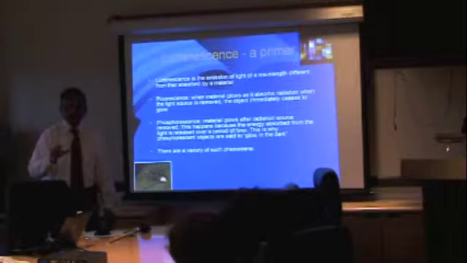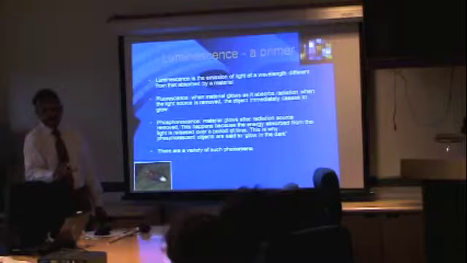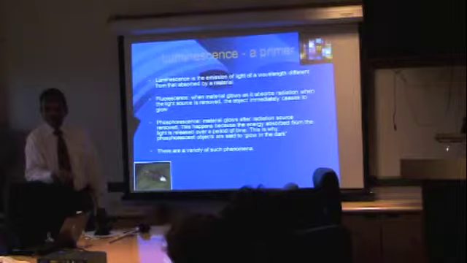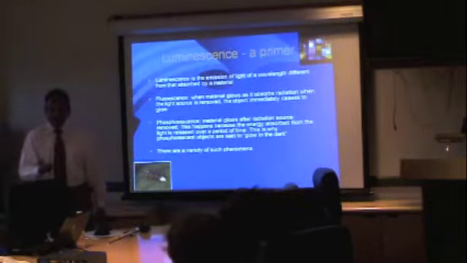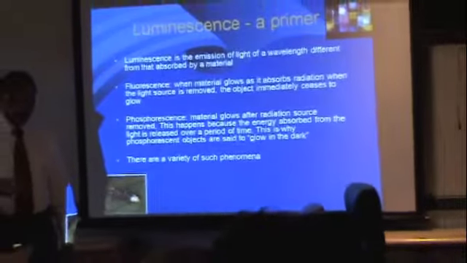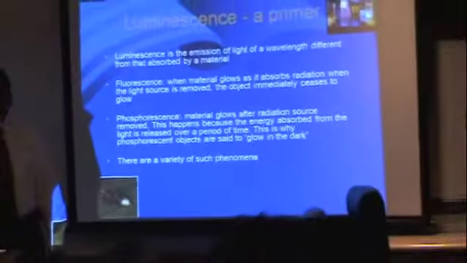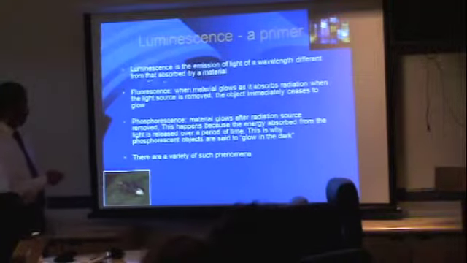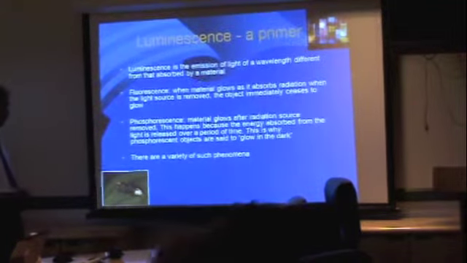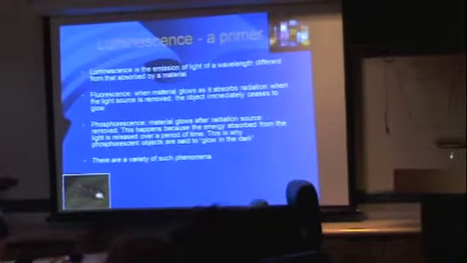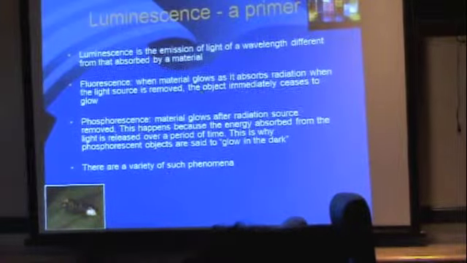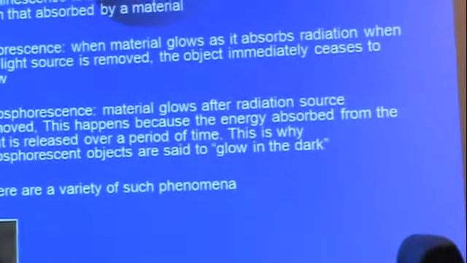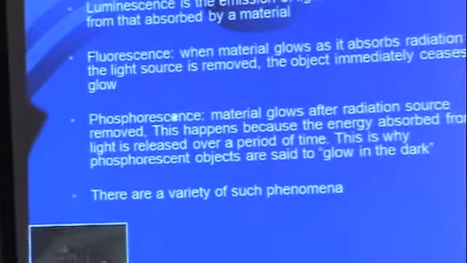If you put something like ultraviolet light on some material, and if it is a luminescent material, it will give you the luminescence, like tonic water, so to say. Tonic water, if you see it in ultraviolet light, it kind of glows. So essentially, that is a general name for it. Then we have fluorescence. When the material glows as it absorbs radiation, when the light source is removed, it immediately ceases to glow. So you have seen something like that.